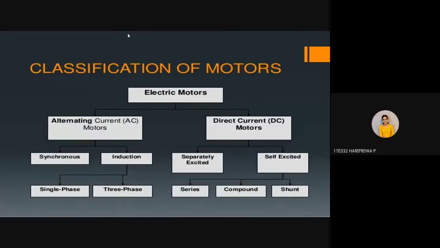Then we'll see about the classification of motors. Electric motors are subdivided into two types: alternating current motors and direct current motors. Alternating current motors are further divided into synchronous motors and induction motors. From this, induction motors are divided into single phase motors and three phase motors. Then direct current motors are divided into separately excited and self-excited motors. Self-excited motors are further divided into series motor, compound motor, and shunt motor.